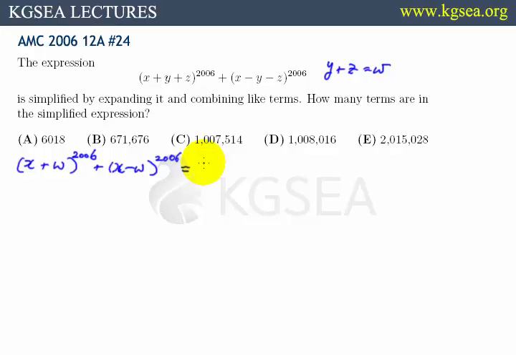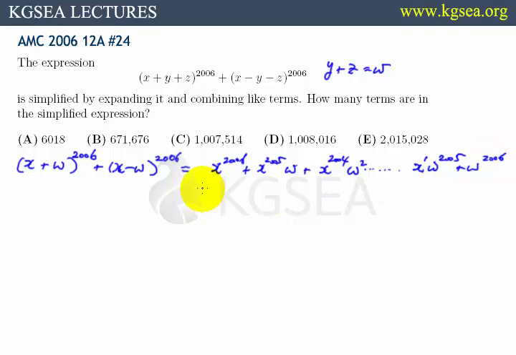I'm going to ignore the coefficients because we don't care about the coefficients in this problem. We just care about the number of terms. And even if I cared about the coefficients, I would not know what they are. I just know the first two. So let's see. The first guy would be x to the 2006, plus, ignoring the coefficient, x to the 2005 times W, and then x to the 2004 and W squared, and so on until we reach x to the 1, W to the 2005, and W to the 2006. I ignored all the coefficients.